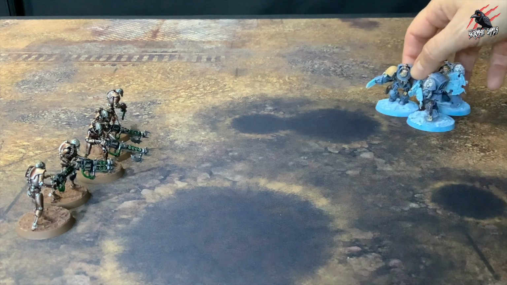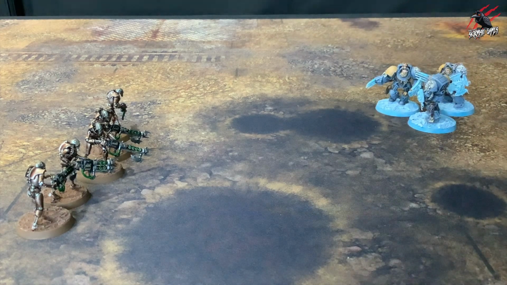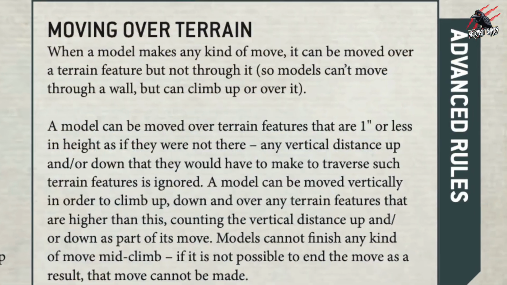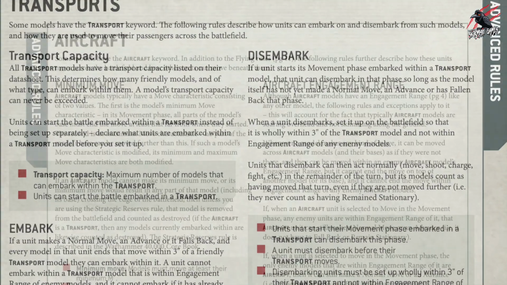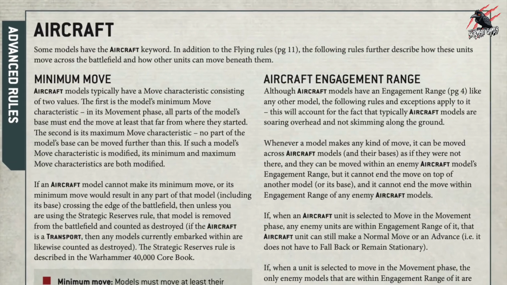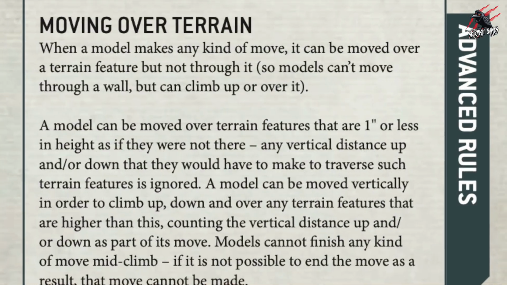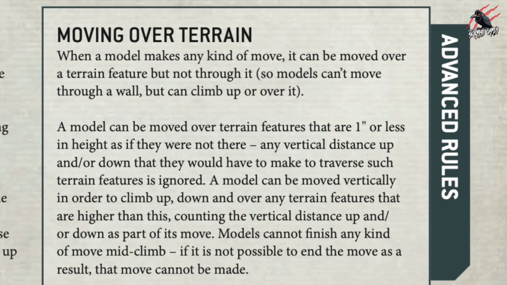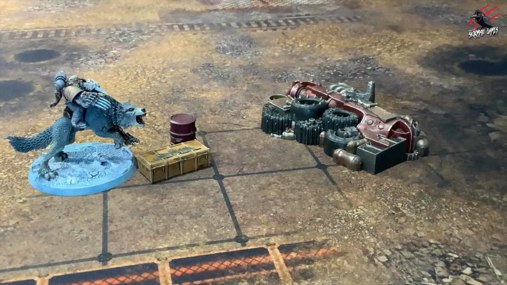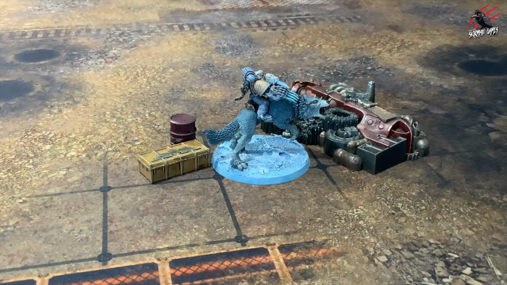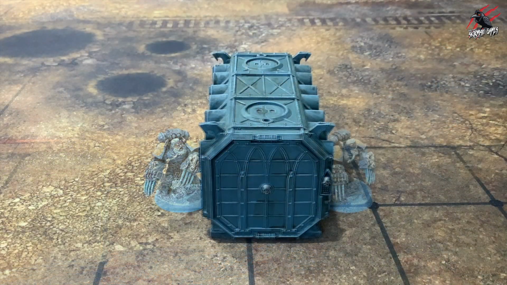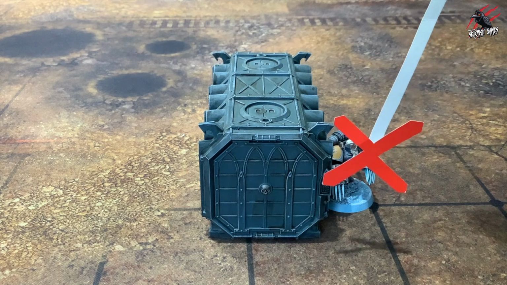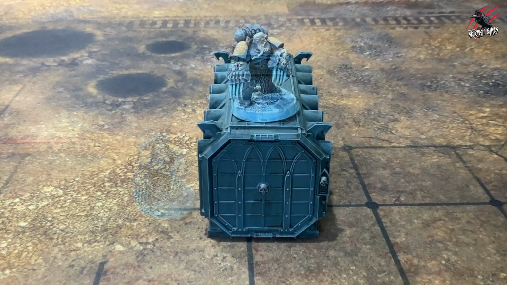That now covers moving units and reinforcements, but I think it would be good to go over just a few advanced rules that you could still use in your basic games of Warhammer 40,000. The first of these advanced rules is moving over terrain, and models can move freely over terrain features 1 inch or less in height, but models cannot move through taller terrain features, but they can climb up and down them.